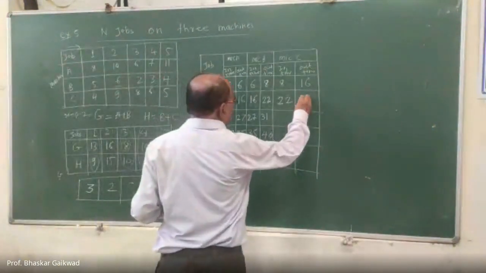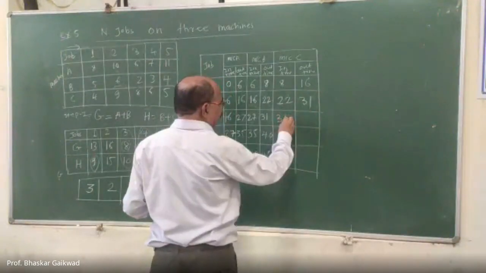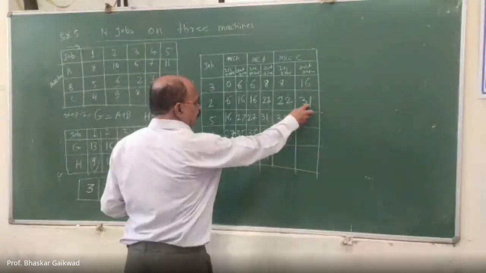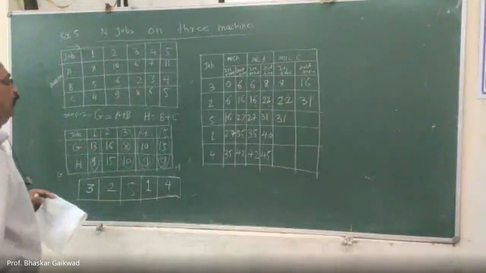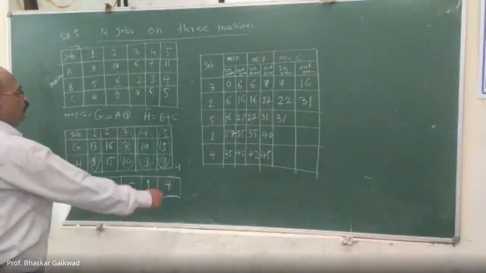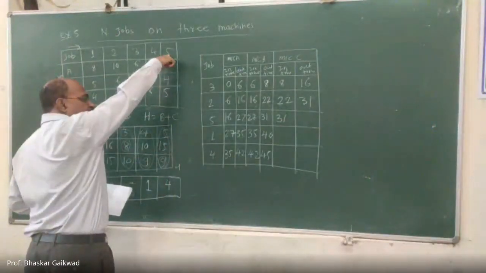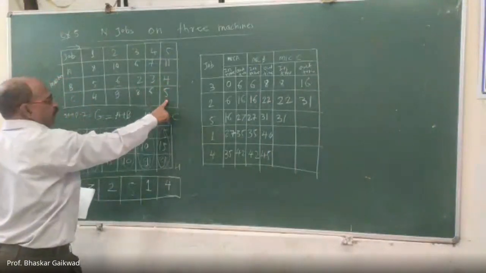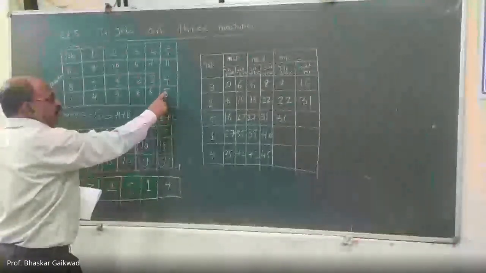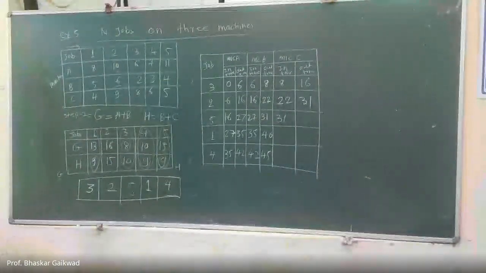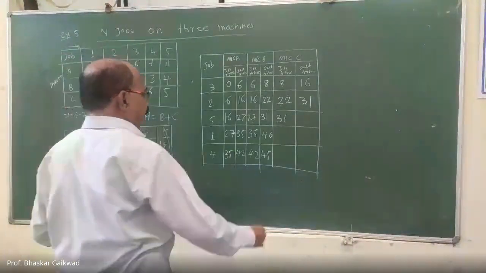So here you can write 31. So 31 will remain as it is. This and this value remain the same. Now job number 5. Job number 5 is there. So which machine? C machine. 5 is there. So 31 plus 5, that is 36.